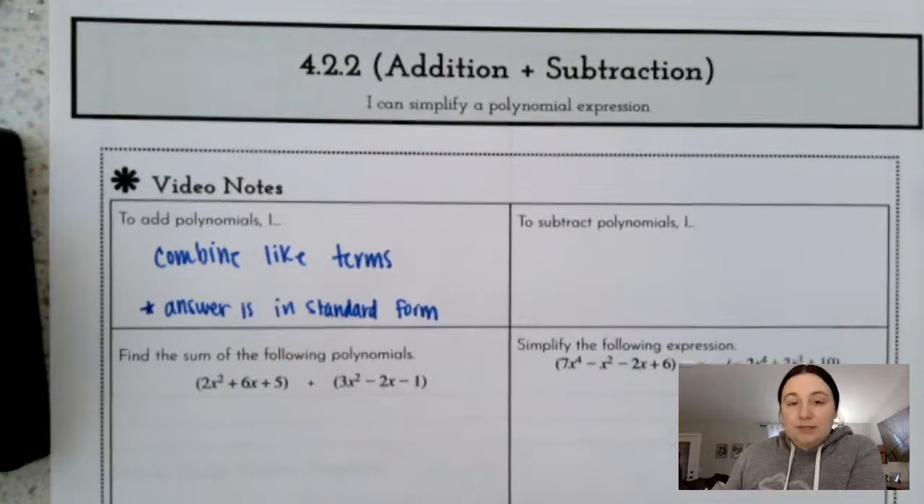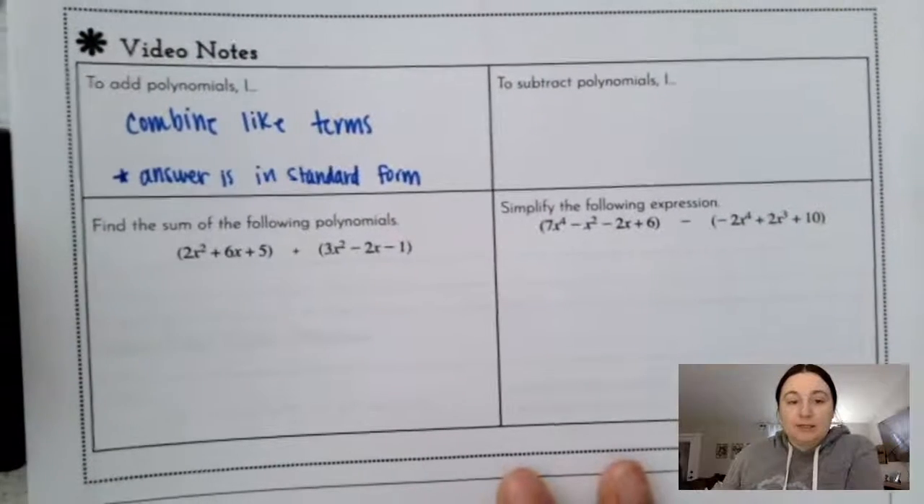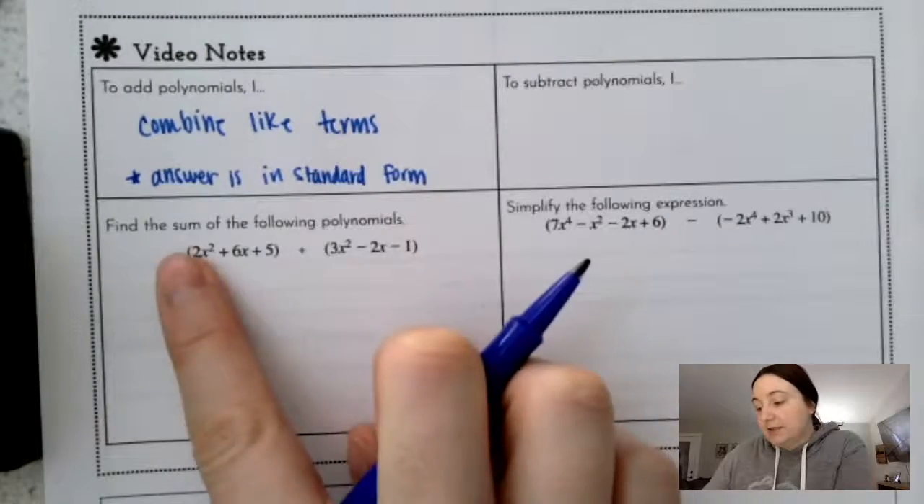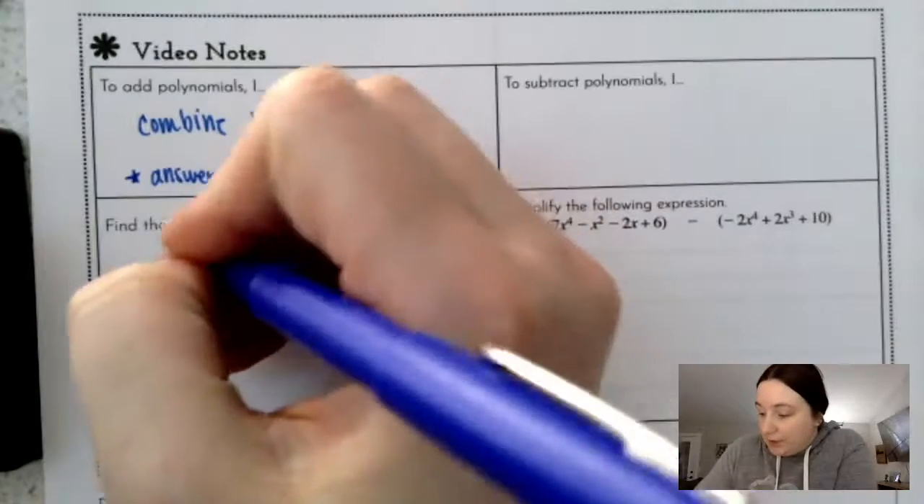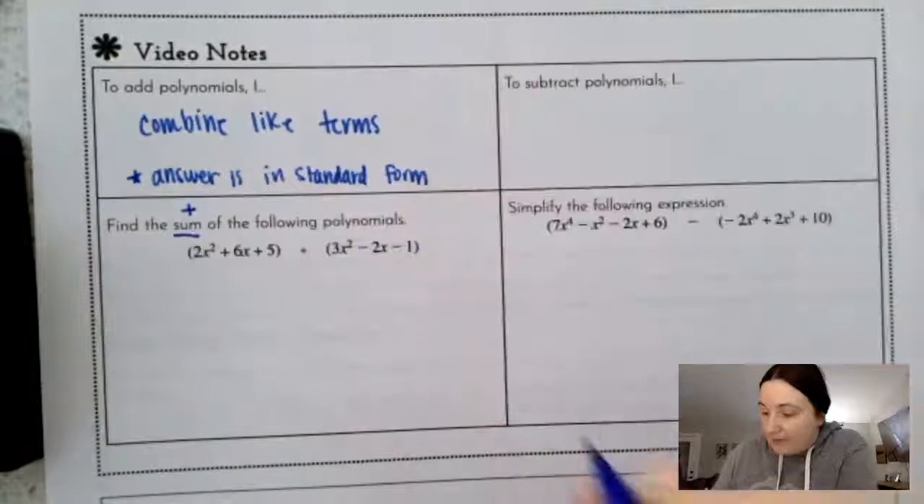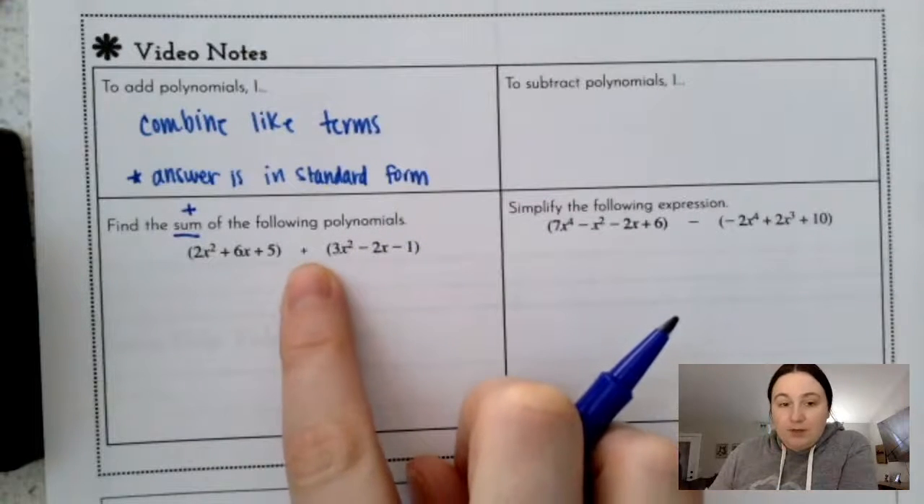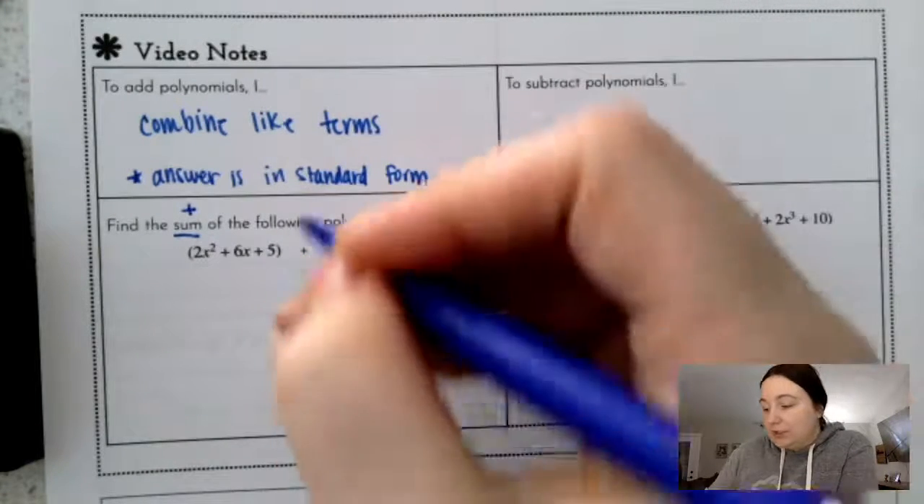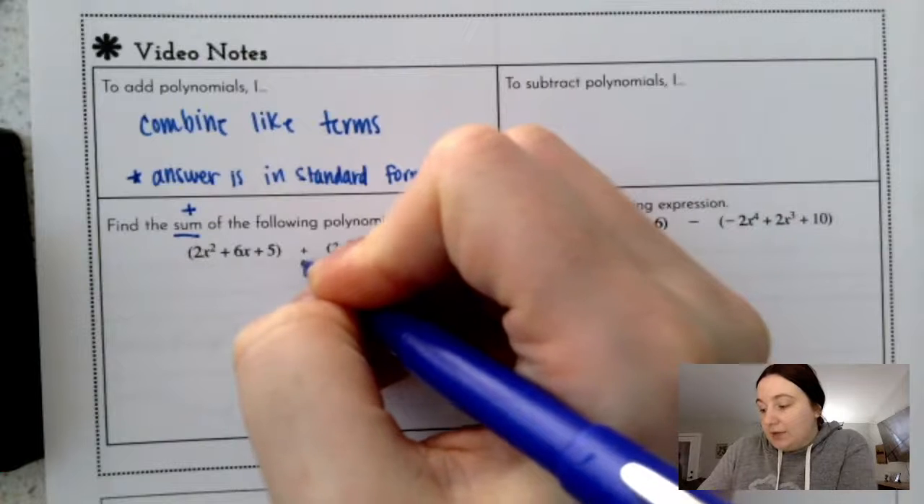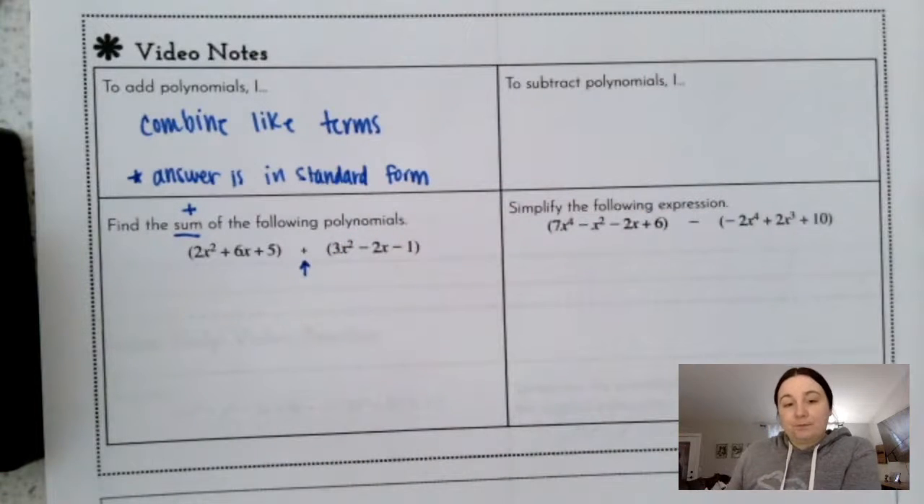So now I'm going to do an example of addition. So this one says find the sum of the following polynomials. So you need to know that sum means add. And you can also see right in the middle it tells you what to do. There's an addition sign right here. So that will tell us that we need to be adding.